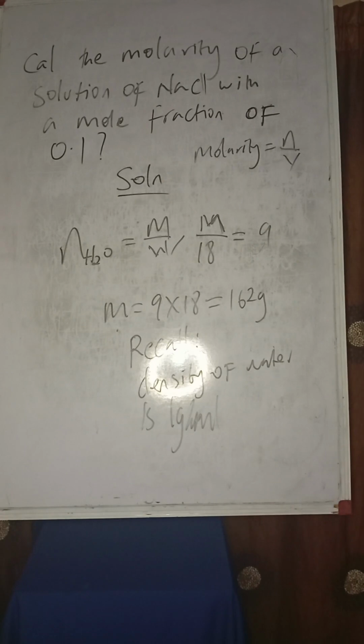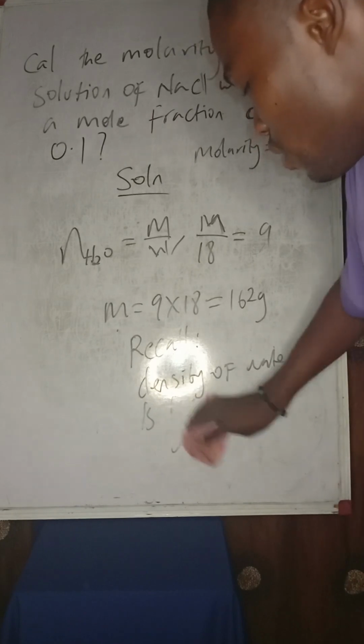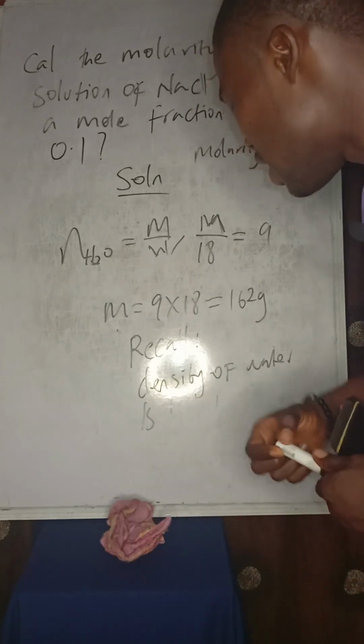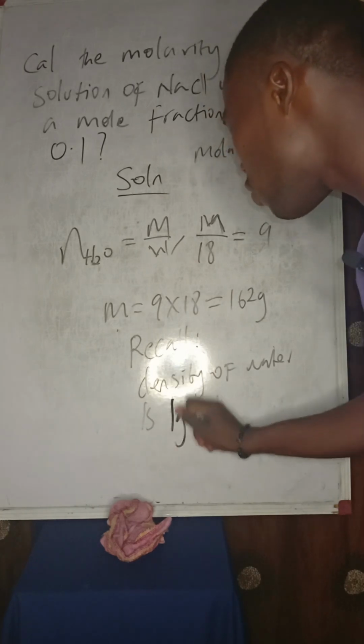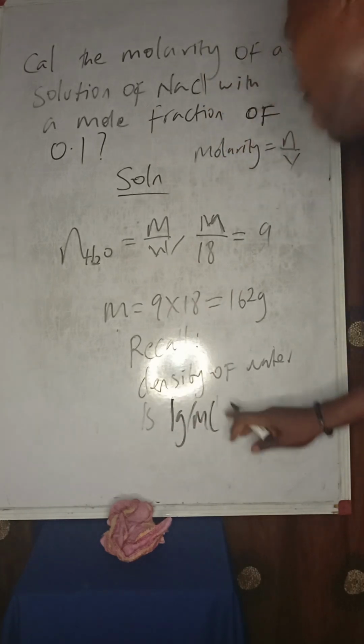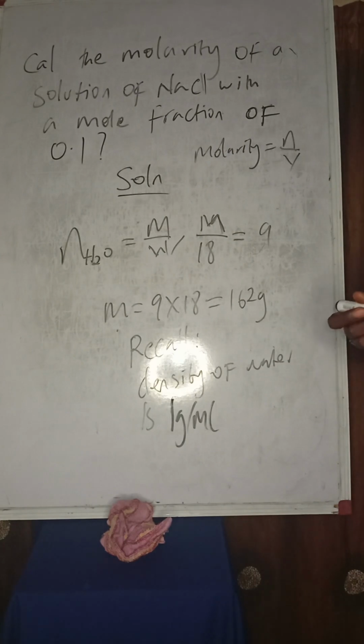It means that for every gram of water, there is a single mil of water. Let me write this word so you see it. So this statement means that for every gram of water, there's 1 mil of water. That means this 162 gram can be 162 mil of water.